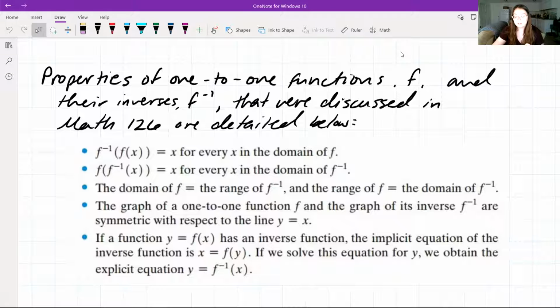The graph of a one-to-one function f and the graph of its inverse f inverse are symmetric with respect to the line y is equal to x. So if we draw the line y is equal to x between the two functions, we see that they will be symmetric about that line. And lastly, if a function y is equal to f of x has an inverse function, the implicit equation of the inverse function is x is equal to f of y. If we solve this equation for y, we obtain the explicit equation y is equal to f inverse of x. So if we ever need to solve for the inverse of a certain function, we can flip x and y, or switch them, and then solve again for y.